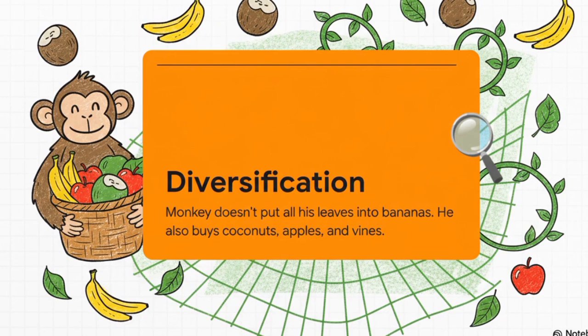And that brings us to maybe the single most important survival strategy of all, diversification. It's basically the idea that a smart monkey doesn't put all his leaves into just bananas. Nope. He also buys some coconuts, some apples, maybe some stock in vines. That way, if the banana market suddenly crashes, he's not wiped out. It's your financial safety net.